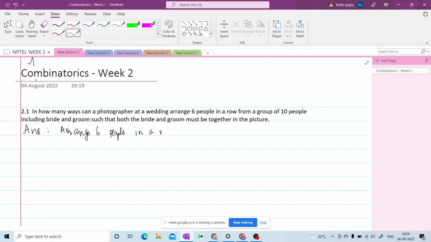In a row. Two of them we know, they are the bride and groom. And four we need to choose from the group of 10 people. So any suggestion how we can do it?